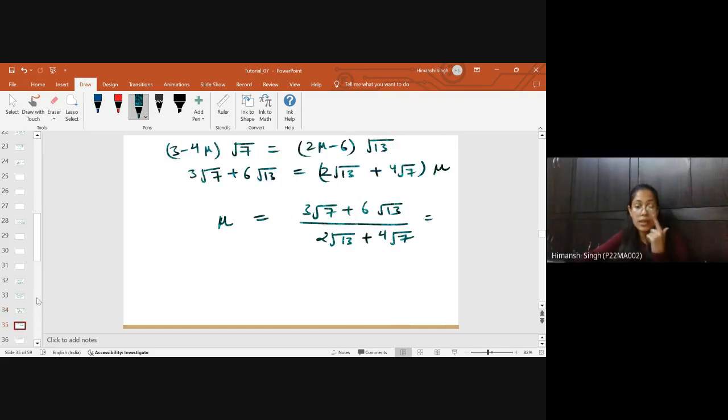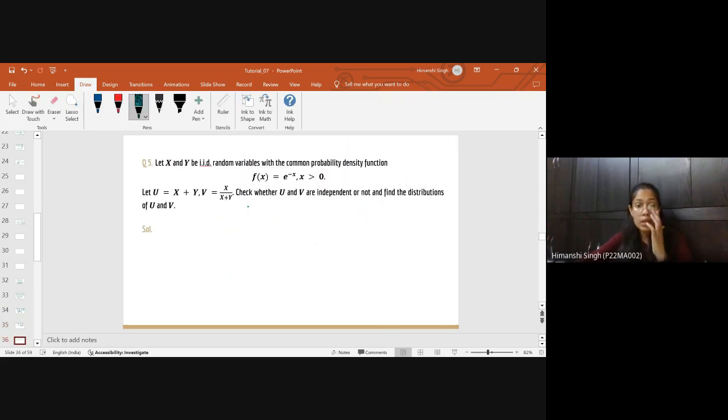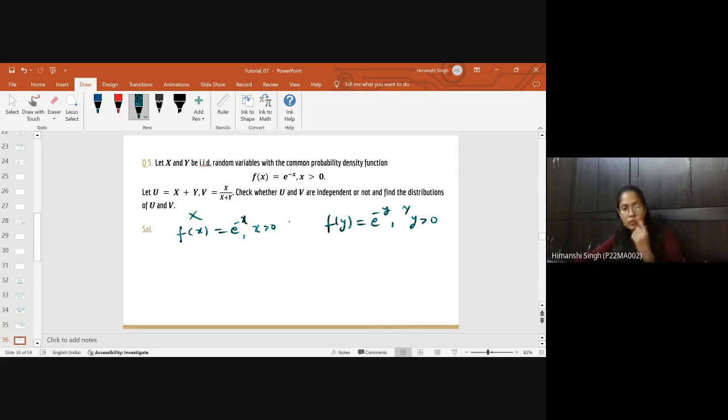Okay, so we are done with this question also. I will be moving forward to the next question. Here we have two random variables which are IID, meaning they're independent and identically distributed, with common probability density function f(x) equal to e to the power minus x, for x greater than 0. So f(x) equals e to the power minus x for x greater than 0, and f(y) equals e to the power minus y for y greater than 0. Basically they both have a common probability density function.